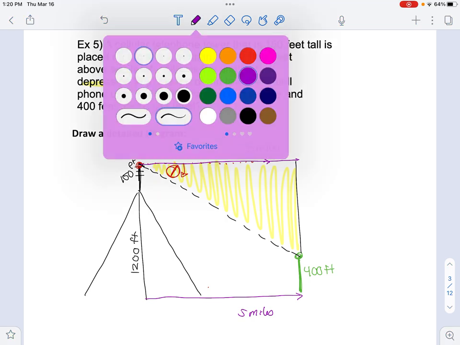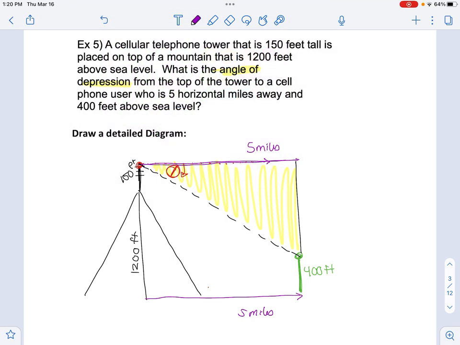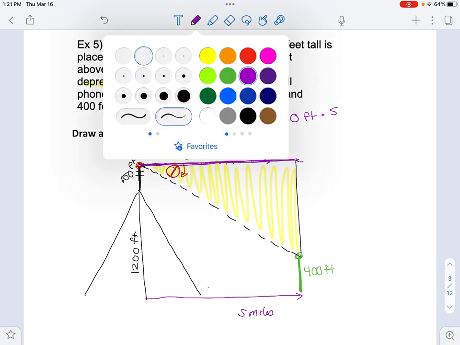Now, one thing to point out is the units. My horizontal distance is in miles, but everything else is in feet. So the first thing I'm going to do is convert that 5 miles into feet. Remember that there are 5,280 feet in a mile. So if I multiply 5,280 times 5, this is 26,400 feet.